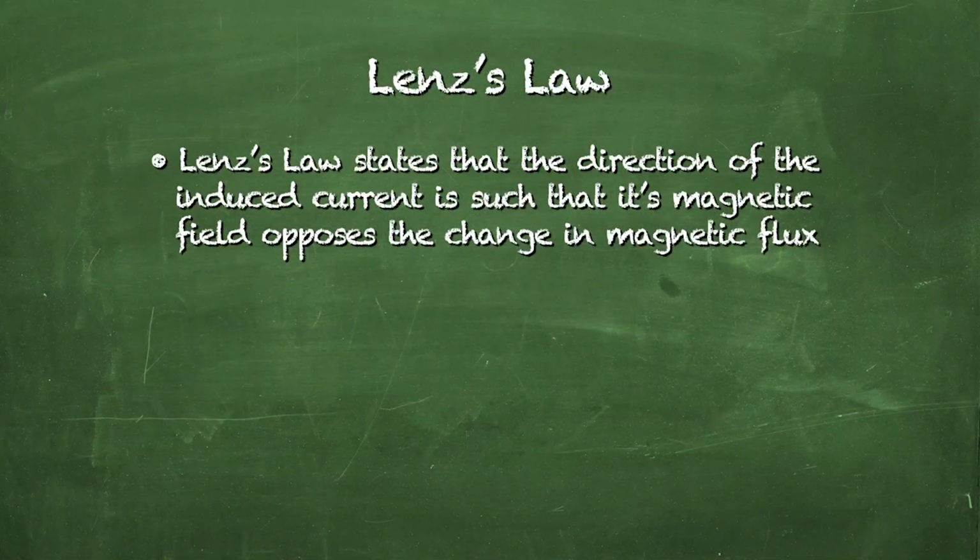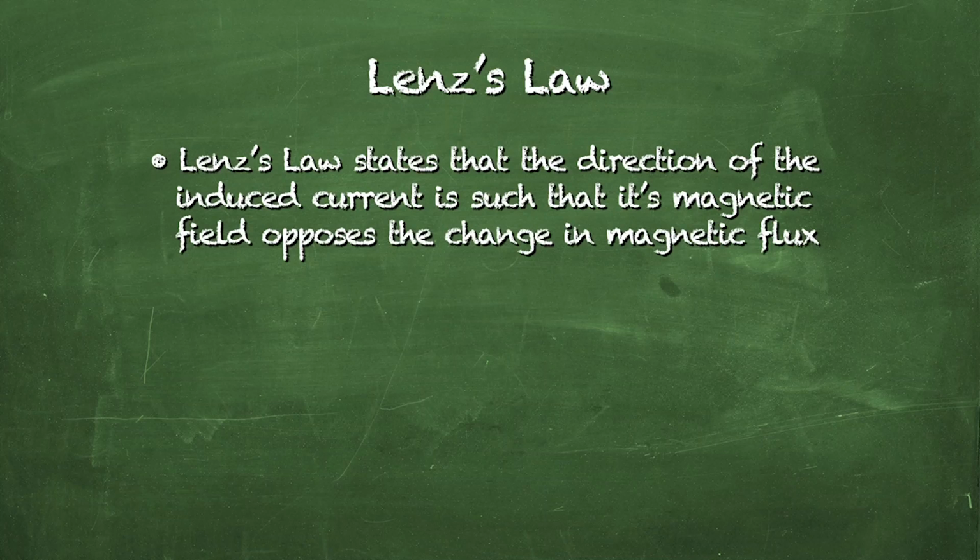What about the direction of the current that is induced in the loop? That is given by Lenz's law. Lenz's law states that the direction of the induced current is such that its magnetic field opposes the change in magnetic flux.